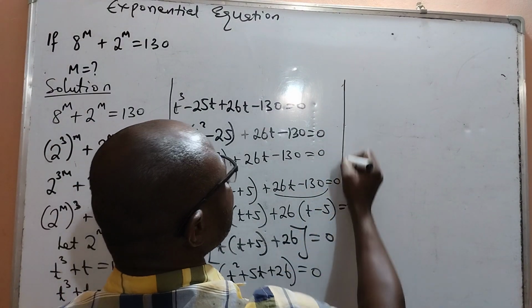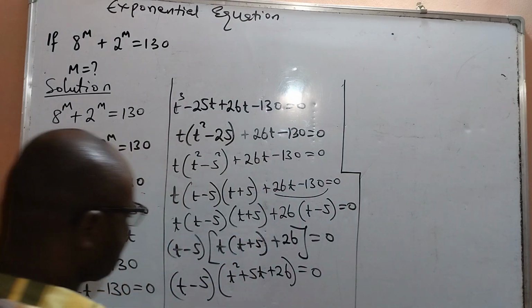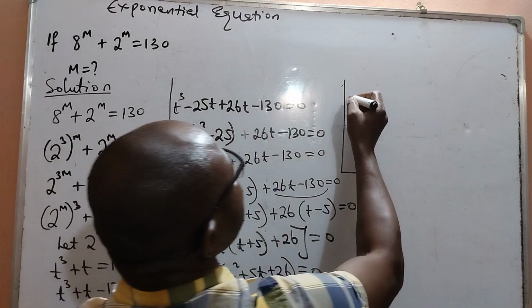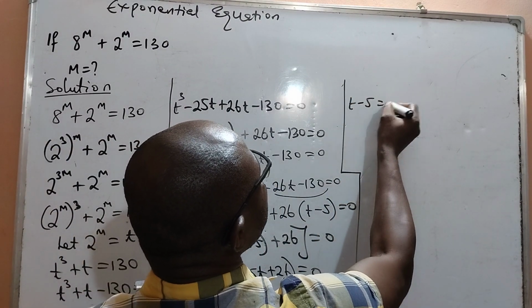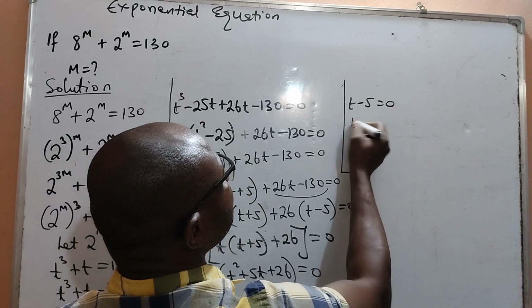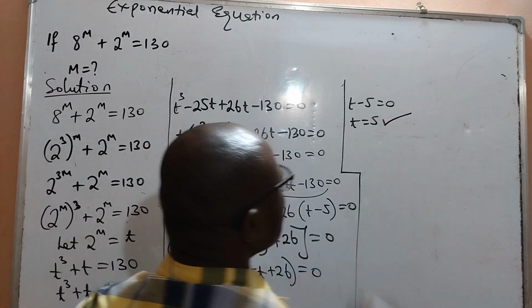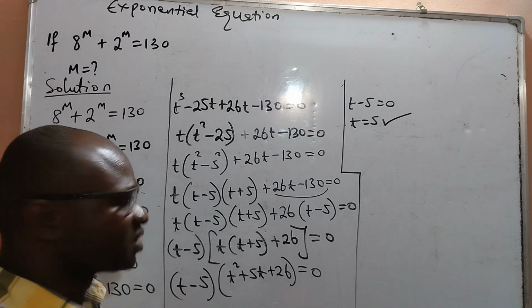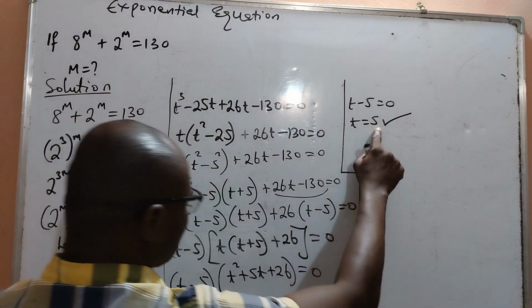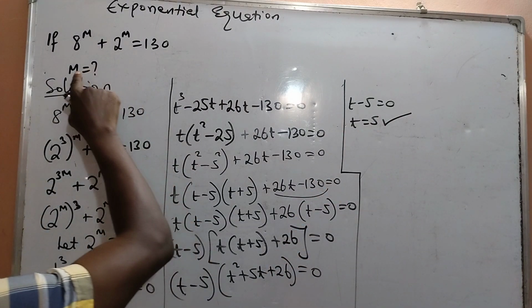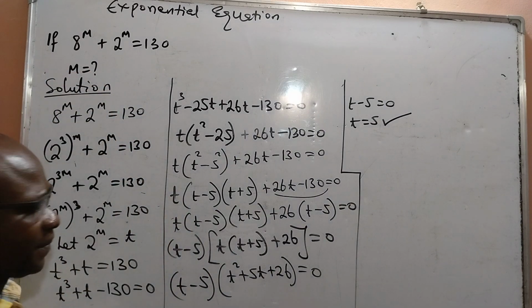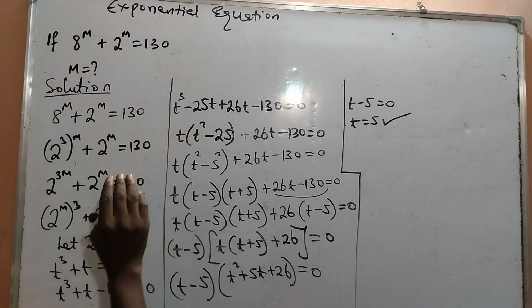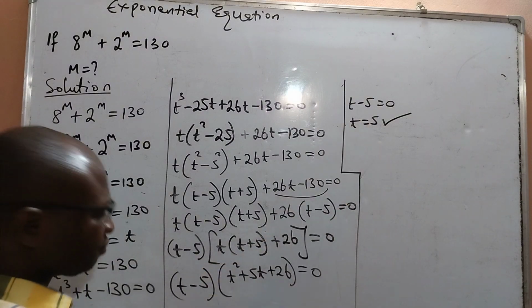We can now say from what we have, from the first bracket, that t minus 5 is equal to 0, meaning that t is equal to 5. We have gotten the first answer, not the answer for the value of n, but here we have gotten the value of t.